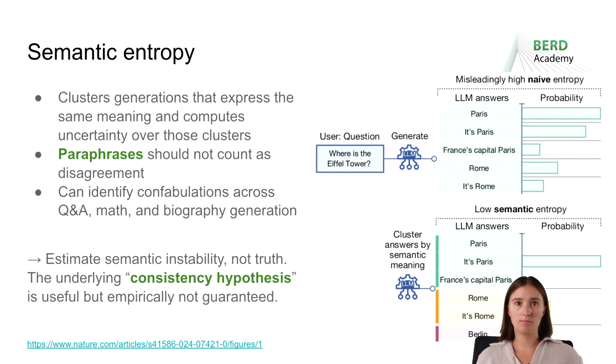There is another method, semantic entropy, that's kind of similar. So you also generate multiple answers, but you don't just look at the token entropies, for example, but really the semantics. Semantics means that certain terms or sentences have the same meaning. And we can look at examples here. If you ask where is the Eiffel Tower and you get the answers Paris, it's Paris, or France's capital Paris, it basically all has the same meaning.